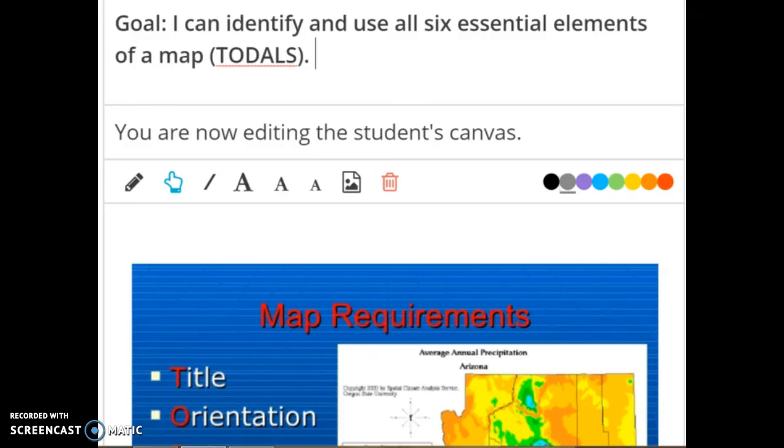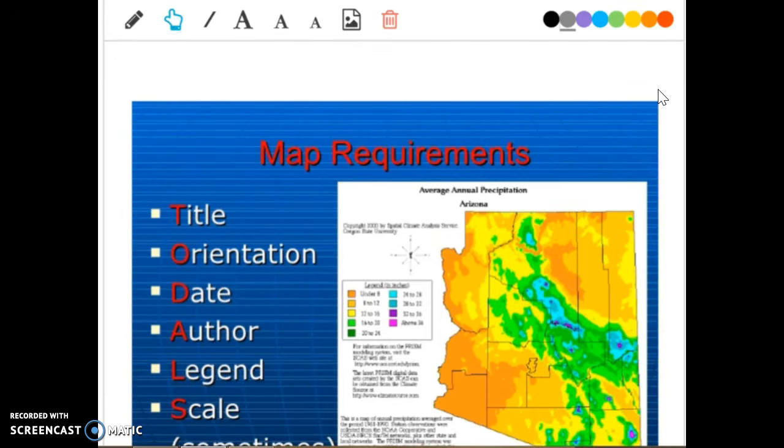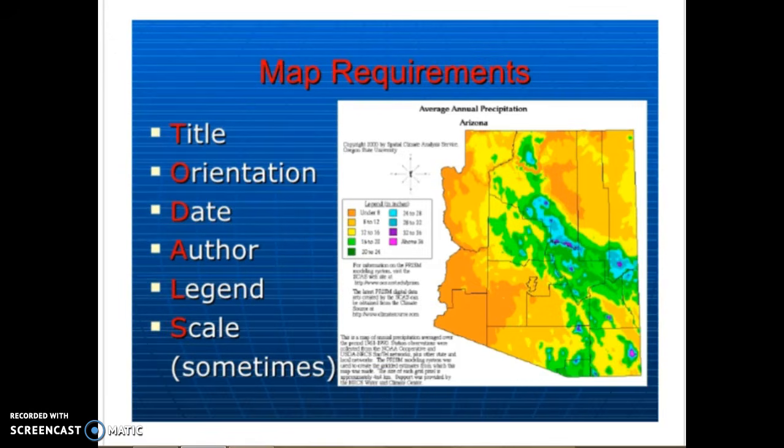Today's goal is to be able to identify and use all 6 essential elements of a map. There is an acronym for us to remember these 6 essential elements, and that is TODALS. T-O-D-A-L-S. So if we scroll down here, we have this map, and all maps should have these things.